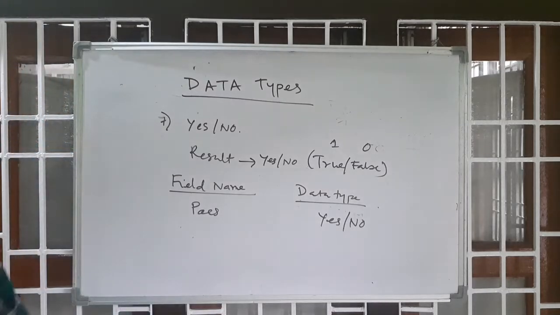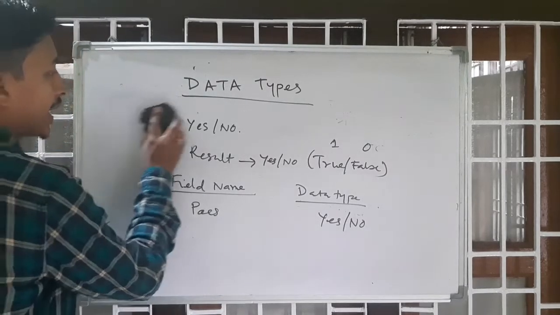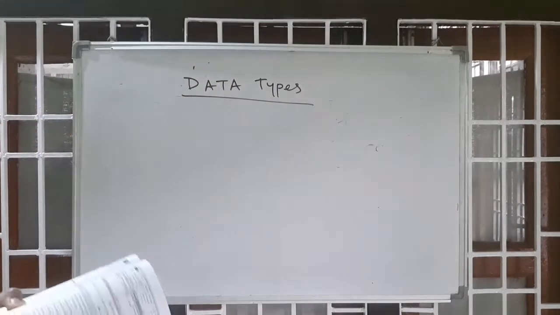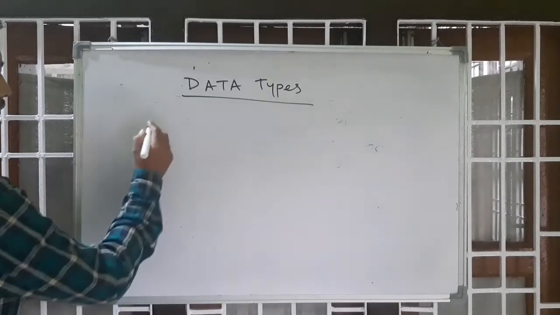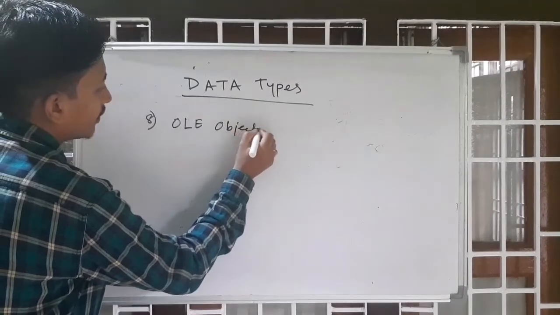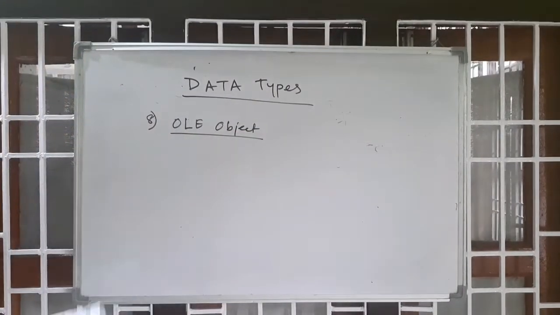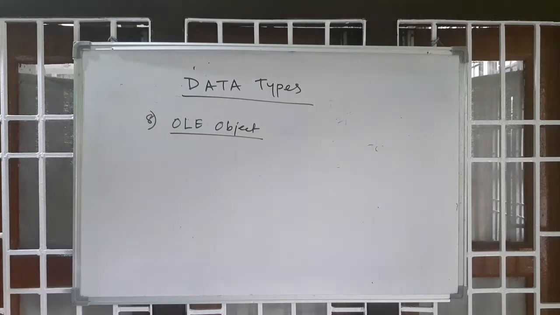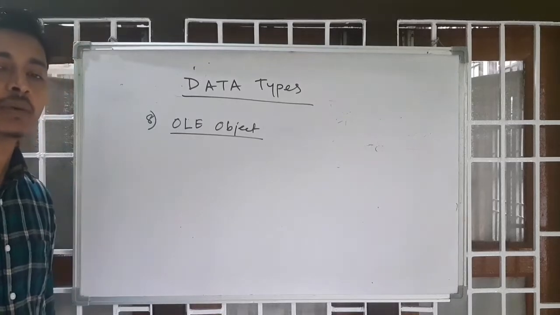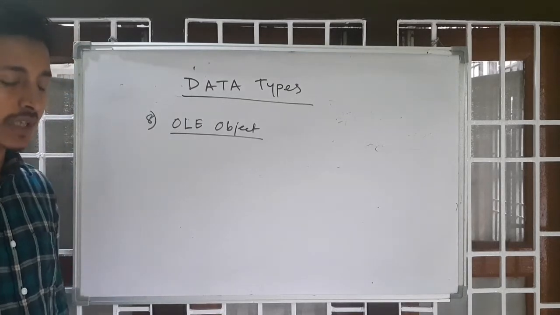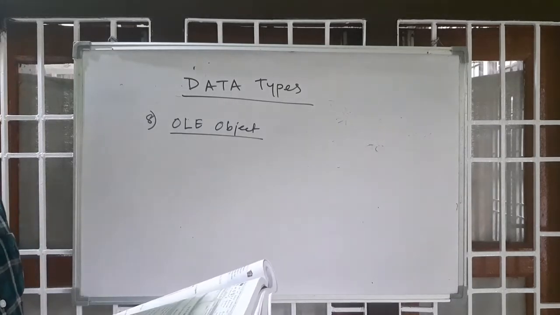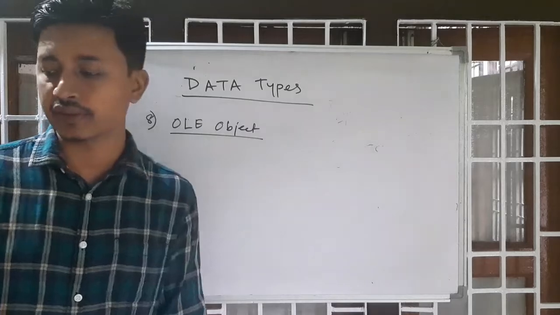Now next is OLE object. Number 8. OLE object. Very important. OLE object is basically used for inserting images, files, worksheets, presentations, etc. Okay, in the book you can see this stores graphics or objects such as worksheets or a Word document.